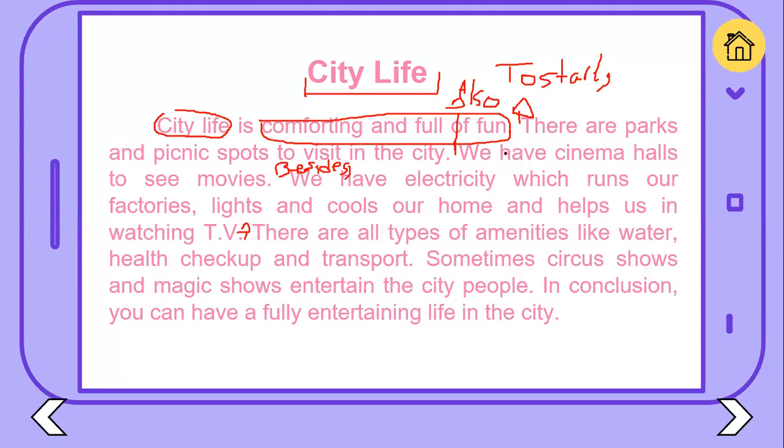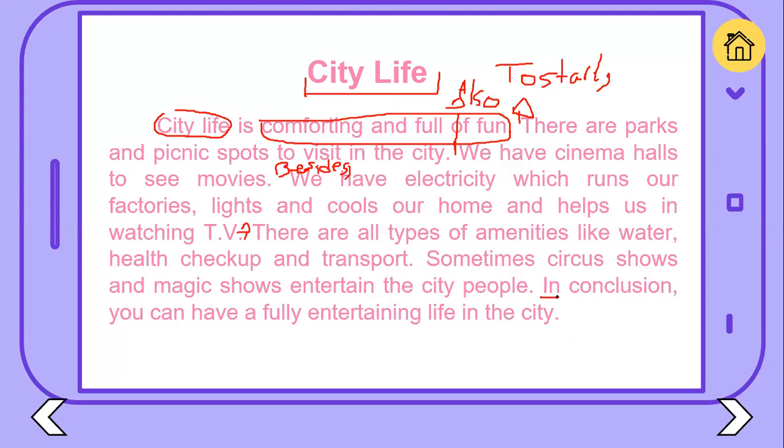So I finished mentioning the information about city life. Now I have to finish my paragraph. How do I finish my paragraph? With a concluding sentence. As I said, in the concluding sentence, you restate the topic sentence, but in different words. Look what we said here.